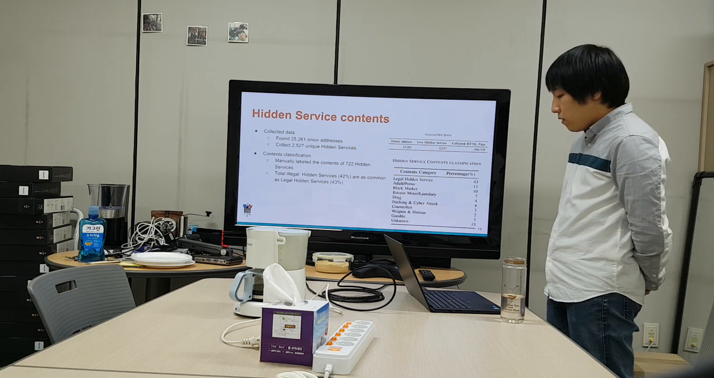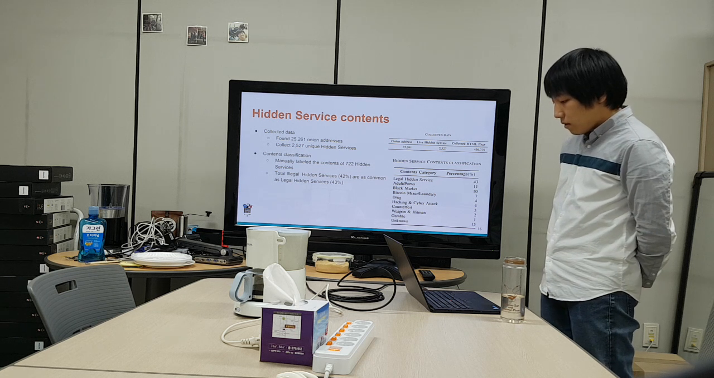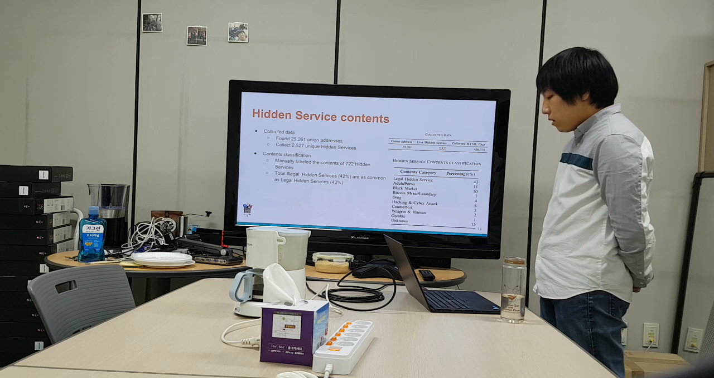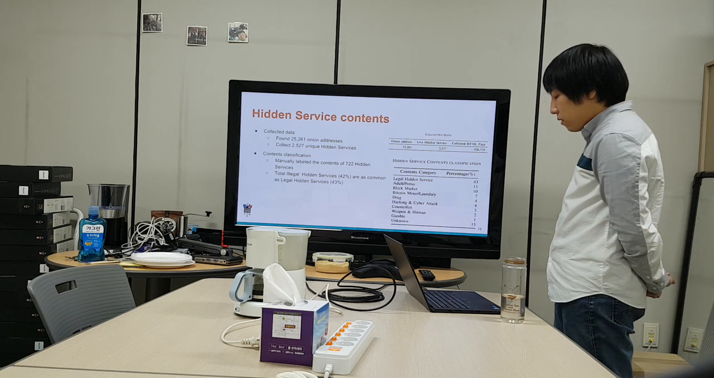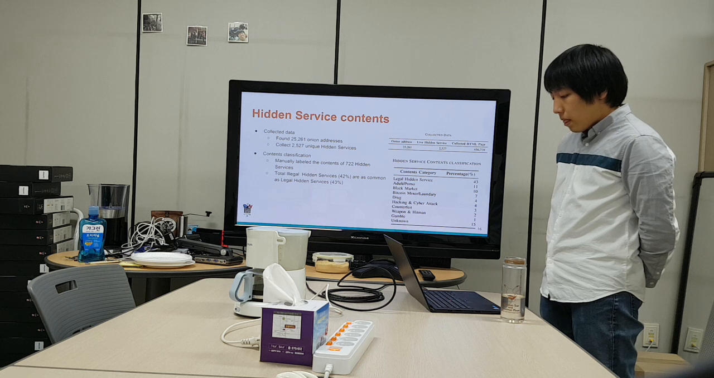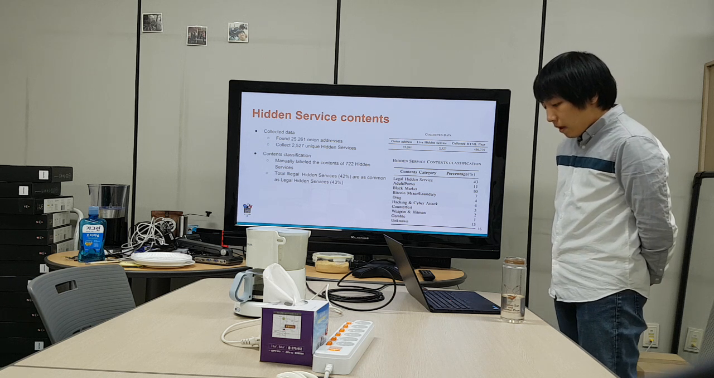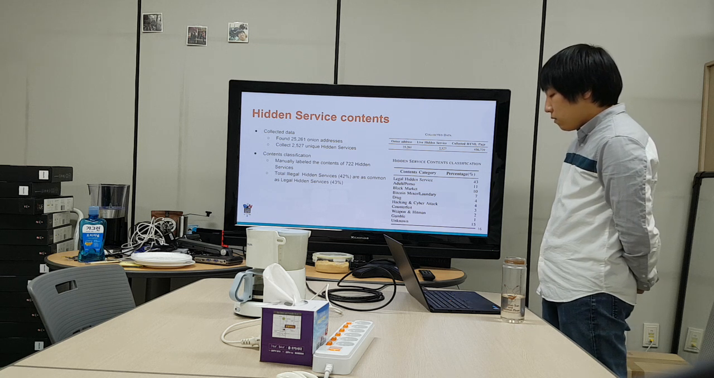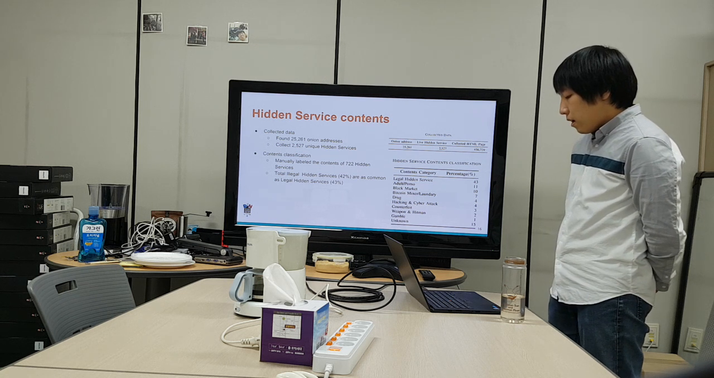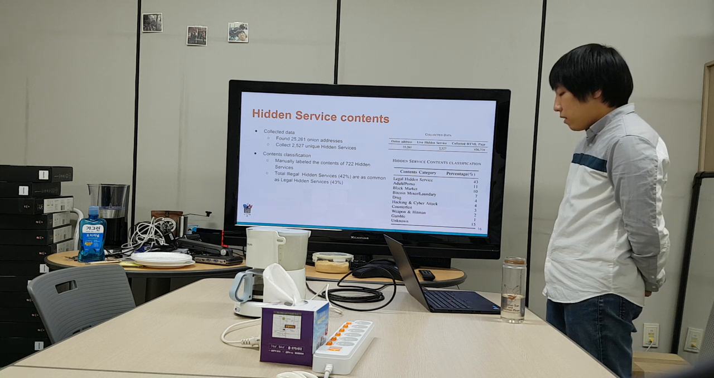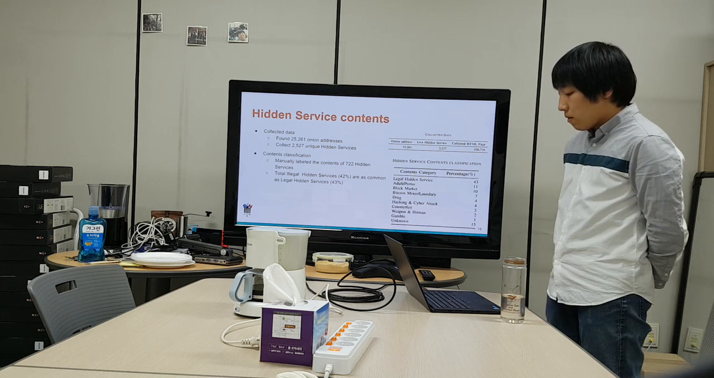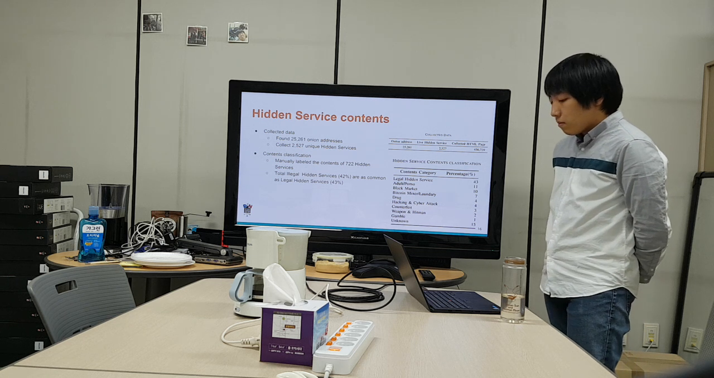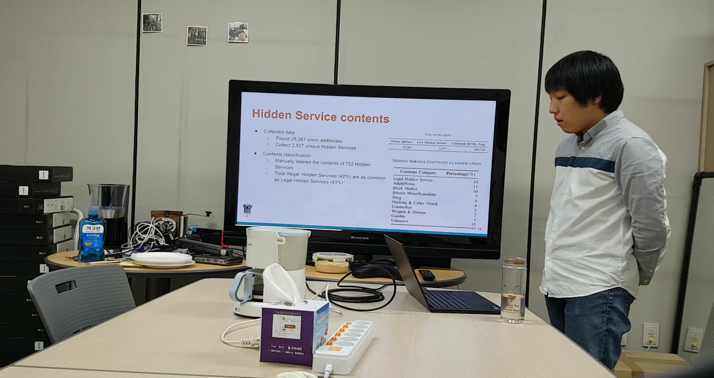Illegal hidden services include all categories except legal hidden service and unknown, such as adult porno and black market. They account for 42% of the total, which means that illegal services are running as much as legal hidden services. Legal hidden services include marketplace, personal blog, and server hosting service.